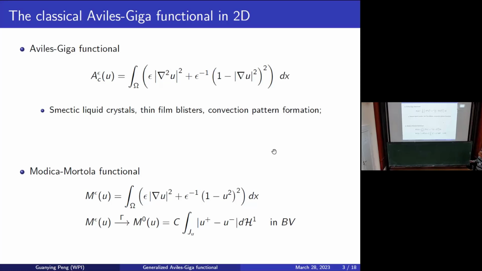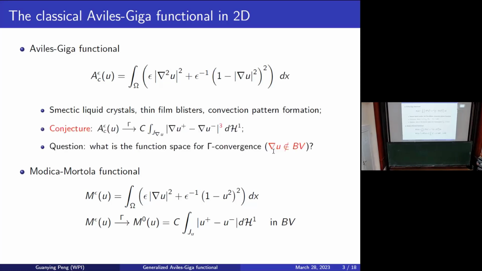Now, if you replace the scalar valued function U by its gradient in the Modica-Mortola functional, then essentially that is the Aviles-Giga energy. So for the Aviles-Giga energy, the conjectured gamma limit takes a similar form as this one, except that we have a jump to the power 3. This is what already appeared in Xavier's talk. Here, this is the jump set of the gradient of U, and these are the traces of grad U on the two sides of the jump, assuming these things are well defined.